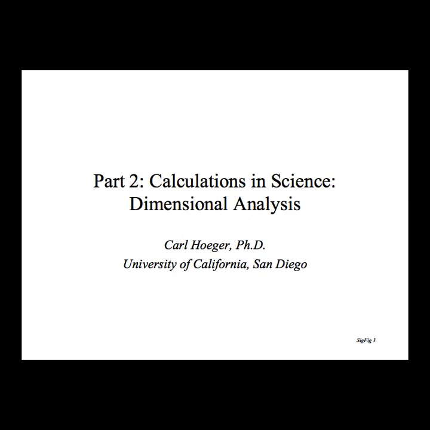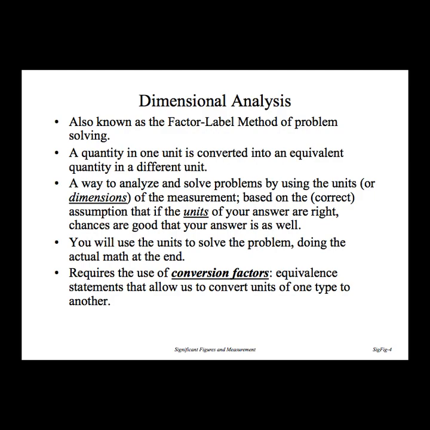This is part 2, Calculations in Science, Dimensional Analysis. This is the second part of our discussion that started with significant figures. What we're going to do is talk about where we use significant figures, and that is in calculations in chemistry. And we're going to talk about how we do those using what's called dimensional analysis. What is dimensional analysis? It's also what's known as the factor label method. And it's a way of problem solving.